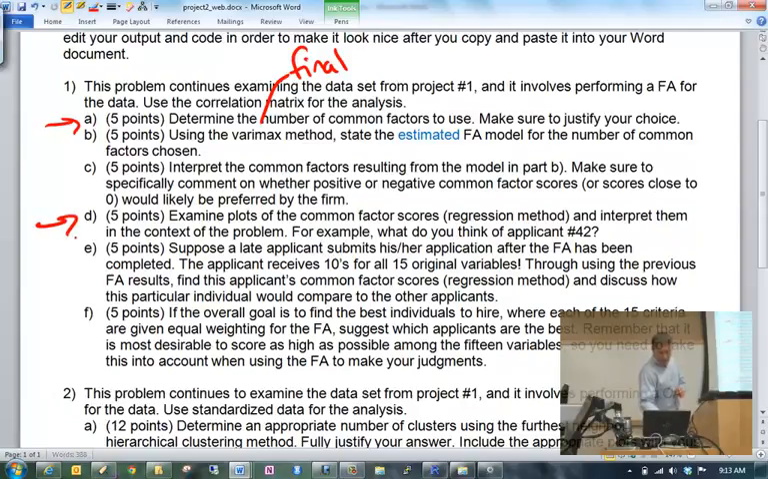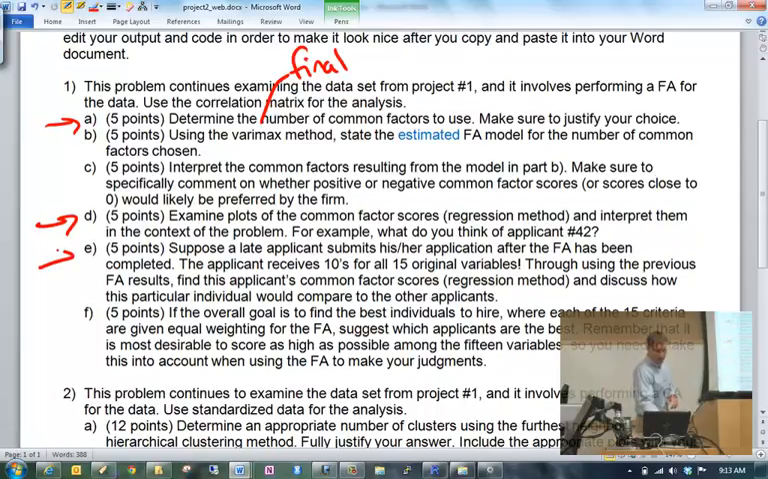And part D, examine plots of the common factor scores. Just use the regression method, just like what we did here. Interpret the plot in the context of the problem. In particular, look at job applicant number 42. Remember, this was something that we looked at in the last project as well. Now, you shouldn't only talk about number 42, but I want you at least to look at number 42 for sure.